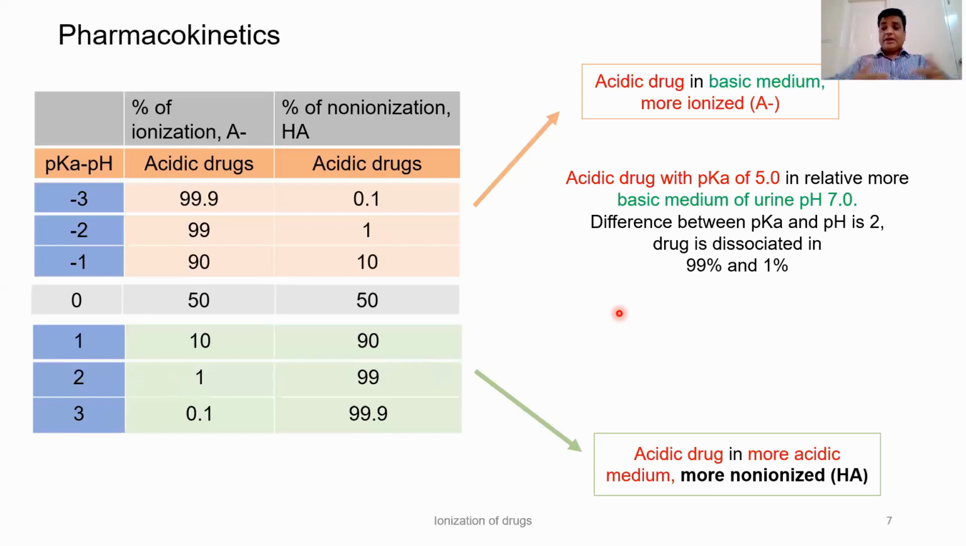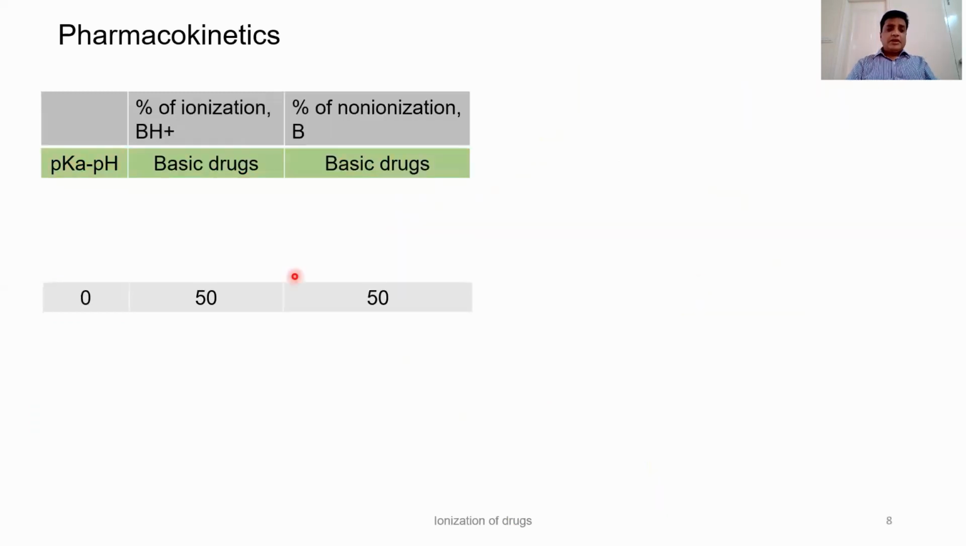And what is 99 and what is 1? It means that when an acidic drug is kept in a more basic medium, it is more ionized. More means more than 50. More than 50 here is 99%. So 99% ionized. Similarly, we have pKa minus pH for a basic drug.